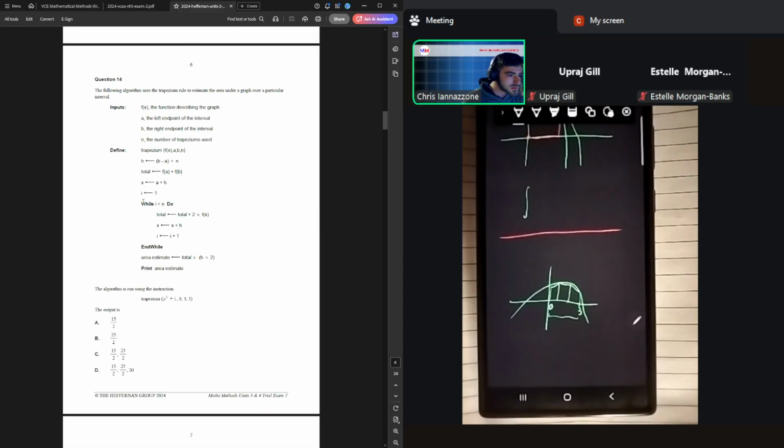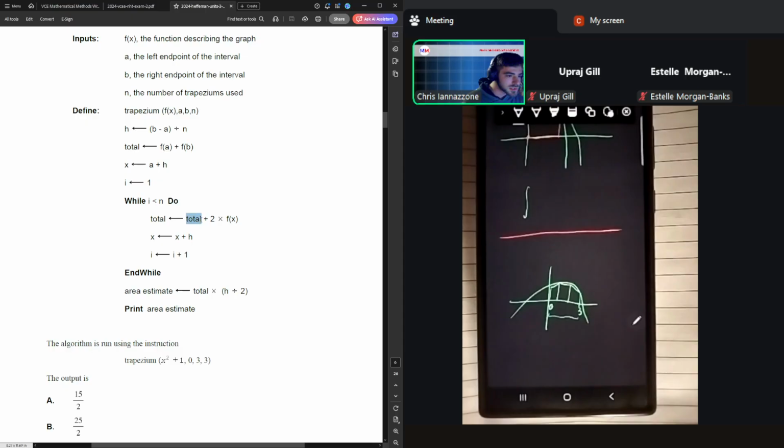So that's what these are doing here. Now, 2 times f of x, you've got to use this x. Since we did x equals a plus h, it was 0. H is, I guess we didn't actually calculate h. It's going to be 1, right? 3 trapezoids between 0 to 3. H is going to be 1. And so we've gone from 0 to 1. We're now saying what's 2 times f of 1 and adding that to the total, overriding it.